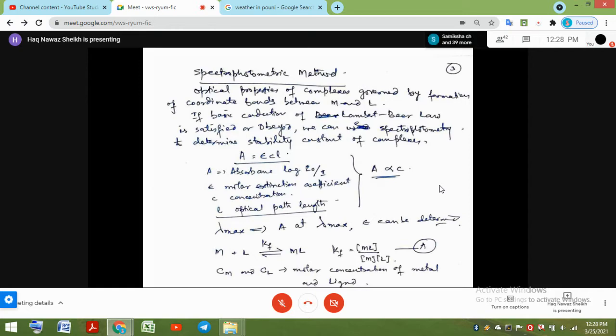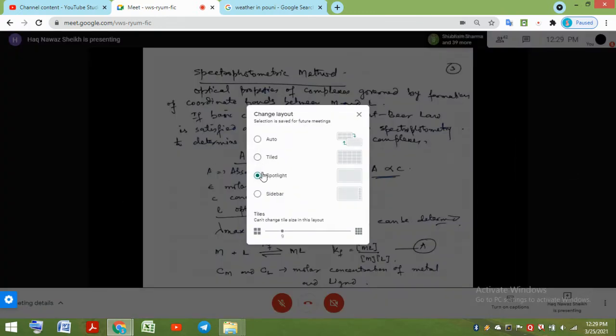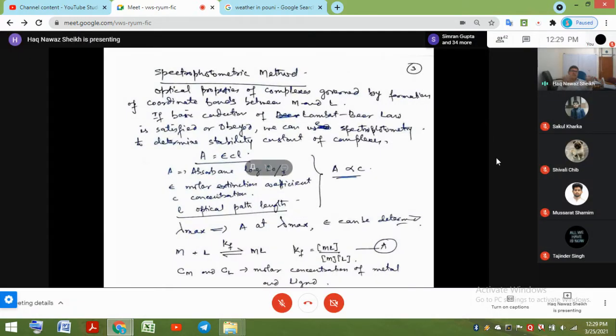And then the third thing, very important. According to the first two things, you can increase or decrease the absorption by increasing or decreasing the concentration, and also by increasing or decreasing the path length. If you increase the path length, the absorbance will increase. If you decrease the path length, absorbance will decrease. Similarly, if you increase the concentration, absorbance will increase, and if you decrease it, absorbance will decrease. Absorbance is directly proportional to concentration. It is also directly proportional to the path length.